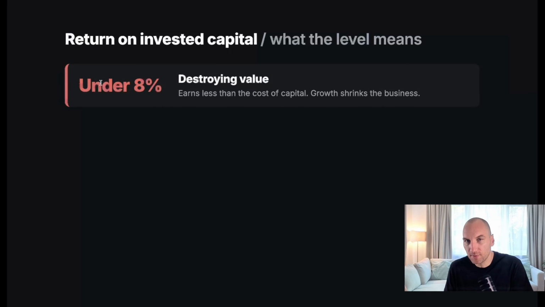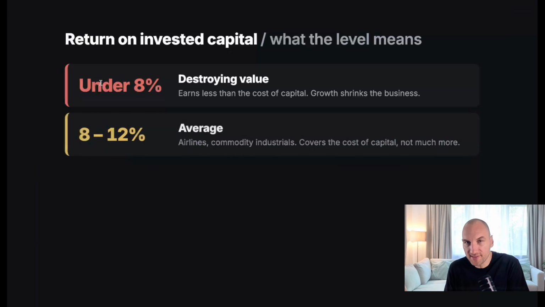Second check, is the ROIC level good? Most large companies pay somewhere between 8 and 12% for the money they use. That's the cost of capital for them. We're looking for the return on invested capital to be higher than the cost of capital. Makes sense, right? If ROIC is under 8%, the company earns less than the cost of capital. Growth at that level shrinks the business instead of building it.